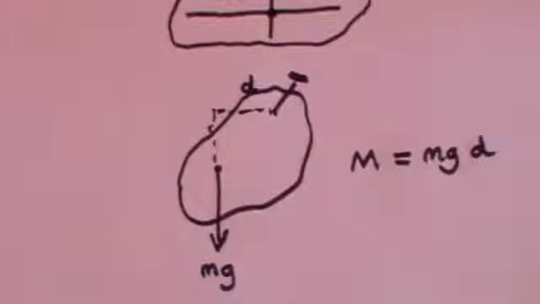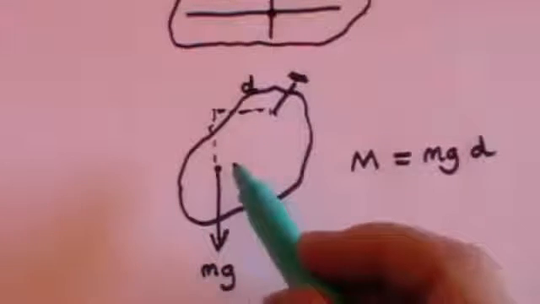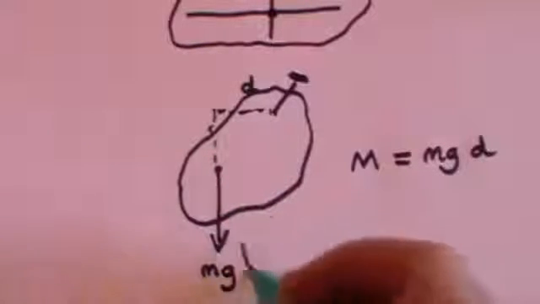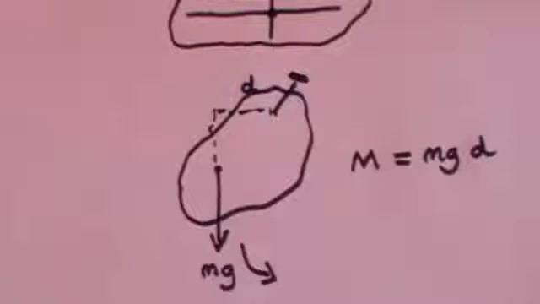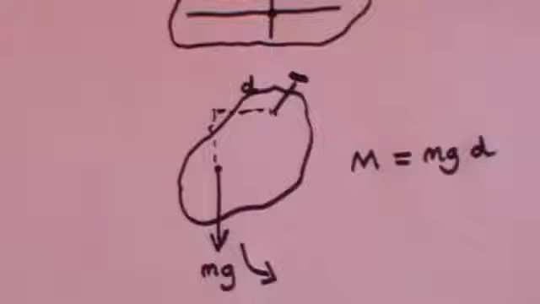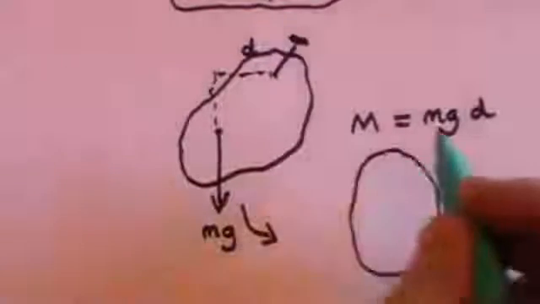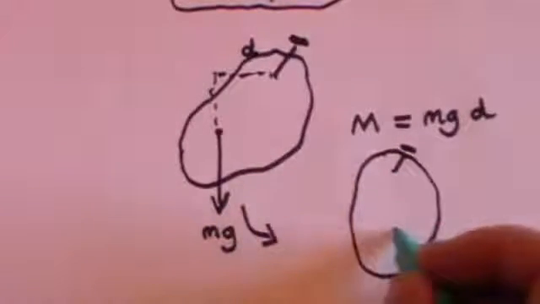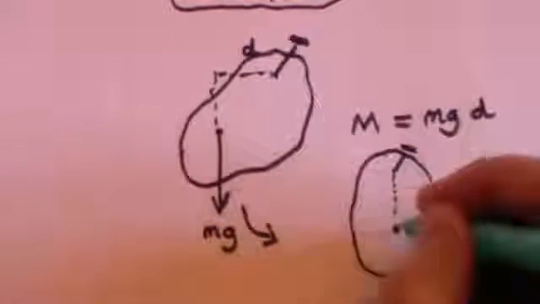And what does a moment of a force do? It causes the object to turn. This object will swivel in this direction, because there is a moment of a force which will cause it to do so. When will it stop swivelling? The answer is it will stop swivelling when, let's see if I can draw this, here is the object again, here is the pin. It will stop swivelling when the centre of mass is vertically below the pin.